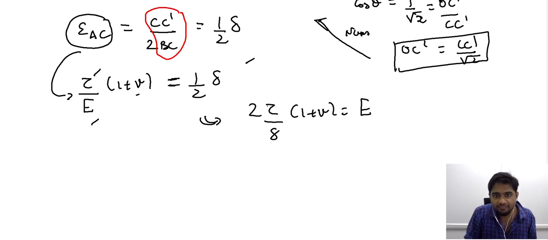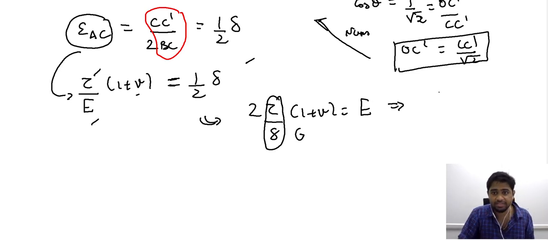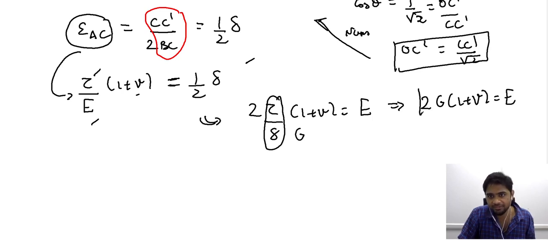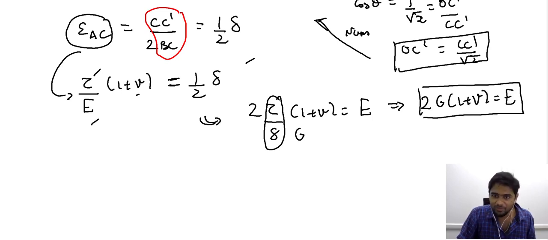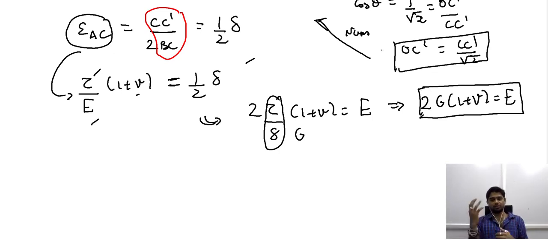And here we have the ratio of the shear stress and the shear strain, so this can be replaced by the shear modulus. So ultimately the expression that relates the shear modulus to that of the Young's modulus is of this form here.